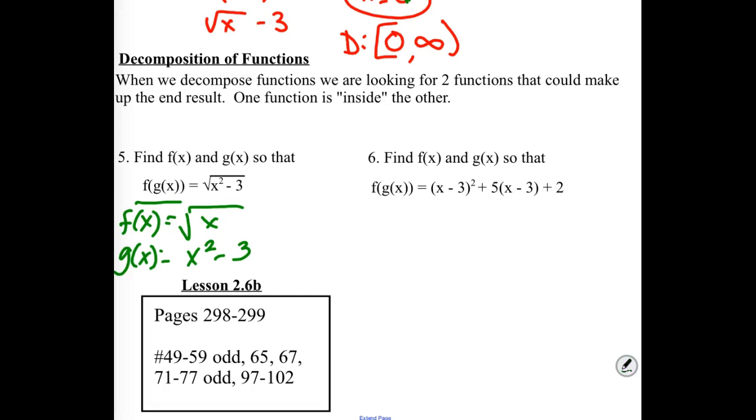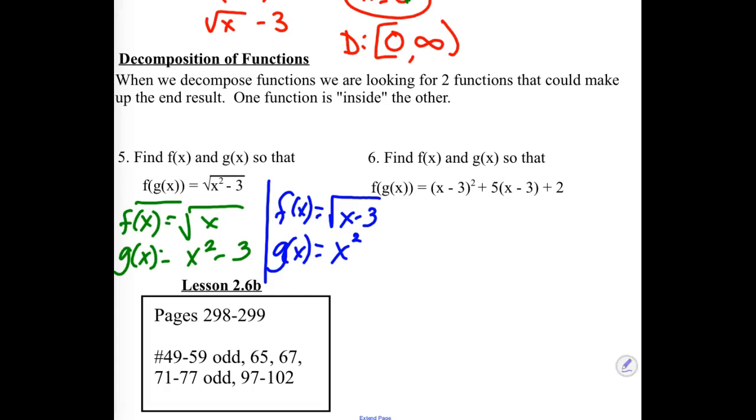What if instead I define my original function as this? The square root of x minus 3. Now, what is getting dumped in place of that x? Just the x squared. That would be my second function, the one that's getting dumped in. Can you see how both of those would compose to be what we were given? Either of those answers is fine. Just depends on how you look at it.